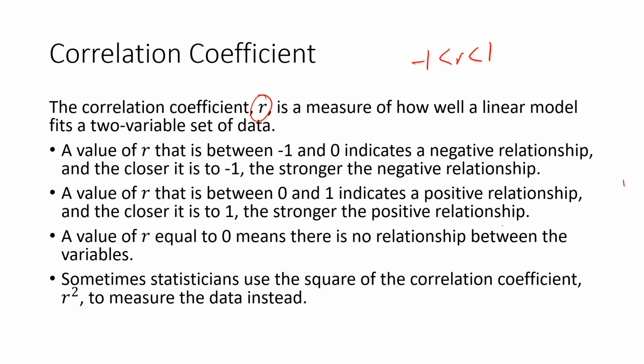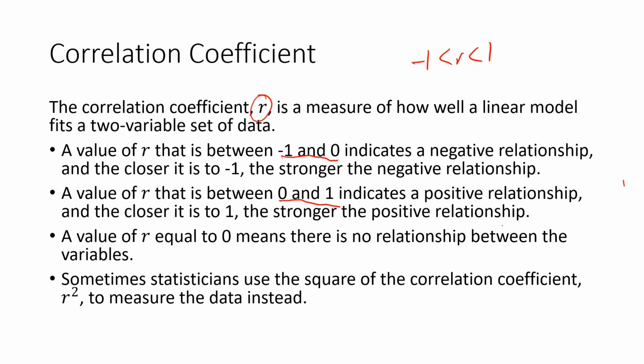If it's between -1 and 0, that's a negative relationship, obviously. That means when one variable goes up, the other one goes down, or when one goes down, the other goes up. If it's between 0 and 1, there's a positive relationship. So that means when one goes up, the other one also goes up. The closer you are to -1 or 1, the stronger the relationship.